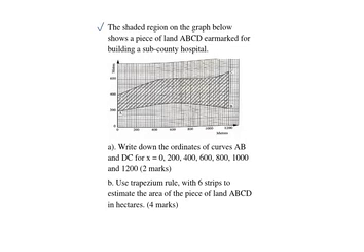The shaded region on the graph below shows a piece of land A, B, C, D earmarked for building a sub-county hospital. Part A, write down the coordinates of curves AB and DC for the value of x from 0, 200, 400, 600, 800, 1000 and 1200. So for us to get the coordinates, we make a table.